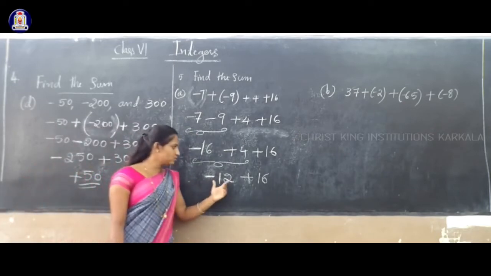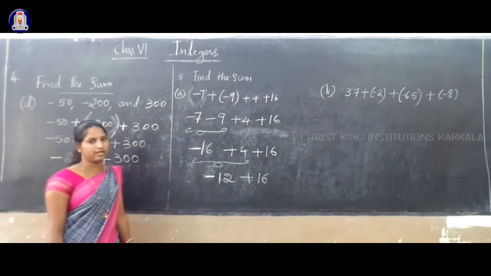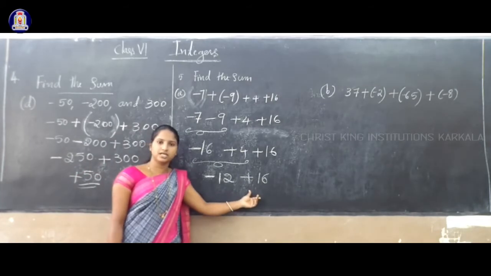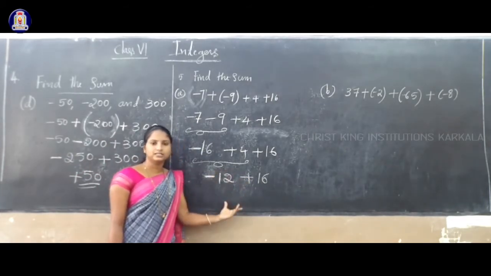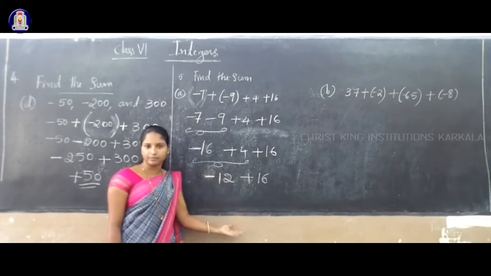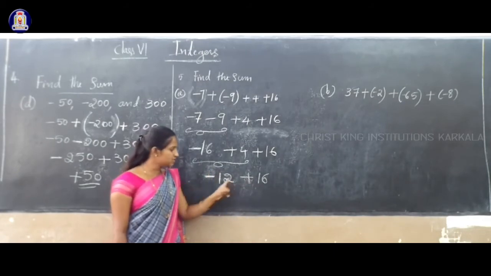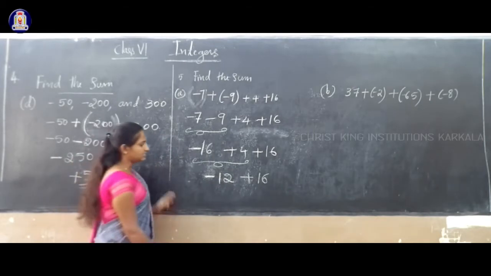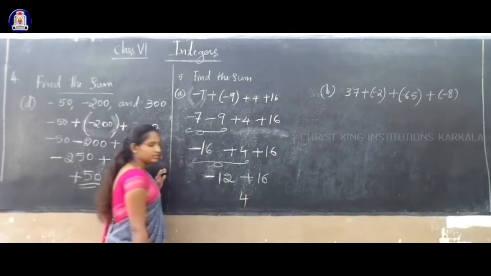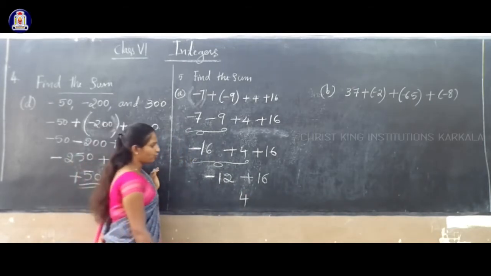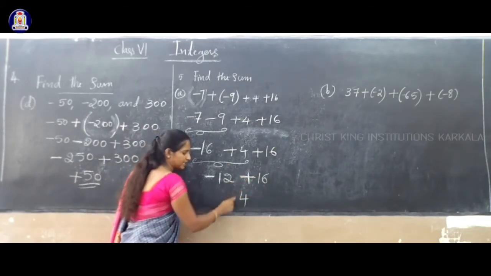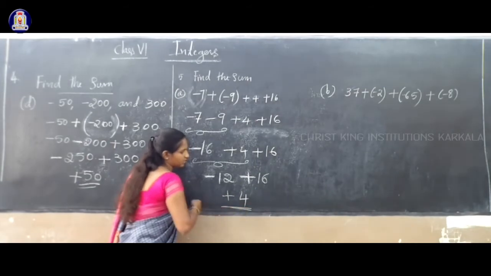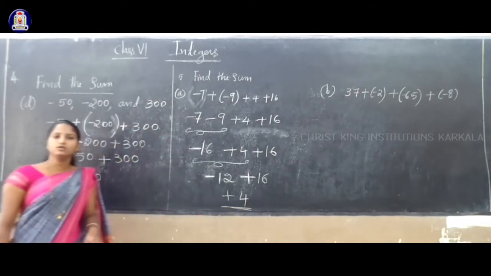Okay? Minus 12 plus 16. See the sign, here minus, here plus. So it is a different sign, subtraction. If you subtract 16 minus 12, the answer is 4. Clear? 16 minus 12 is 4. Which is the greater number? The greater number is 16, and that sign is plus. So we will get the answer plus 4.